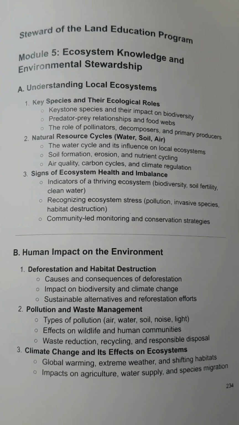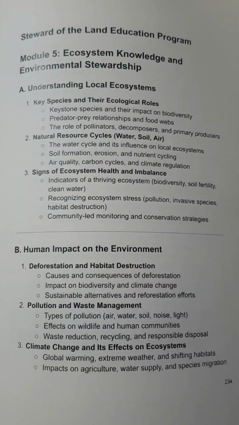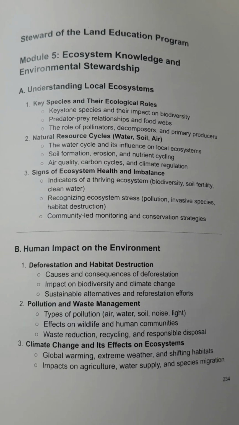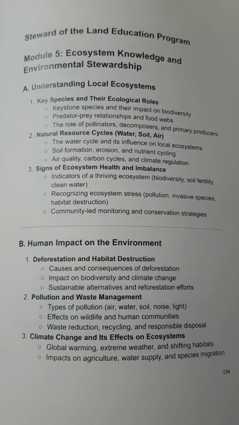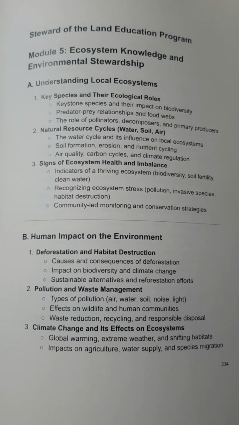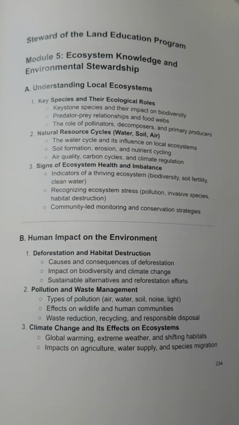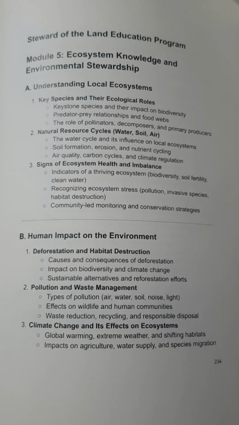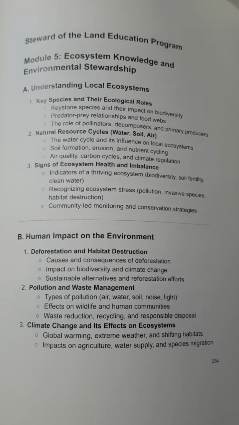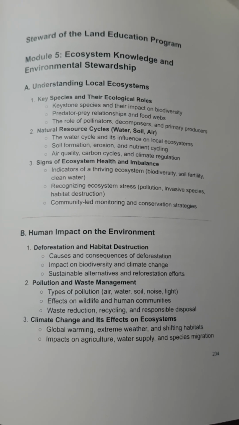Steward of the Land Education Program, Module 5, Ecosystem Knowledge and Environmental Stewardship. Understanding local ecosystems. Key species and their ecological roles. Keystone species and their impact on biodiversity. Predator-prey relationships and food webs. The role of pollinators, decomposers, and primary producers.